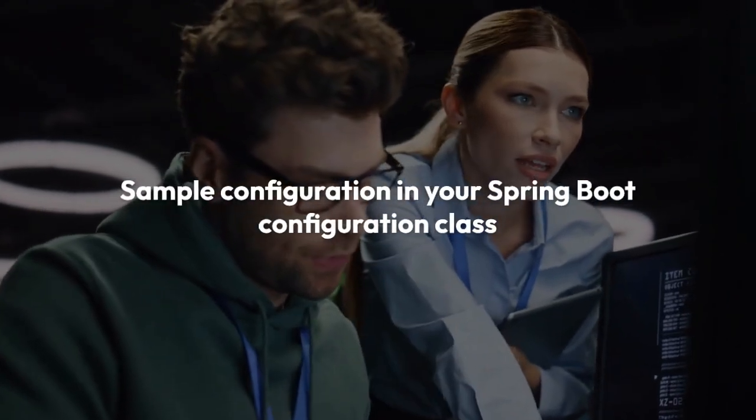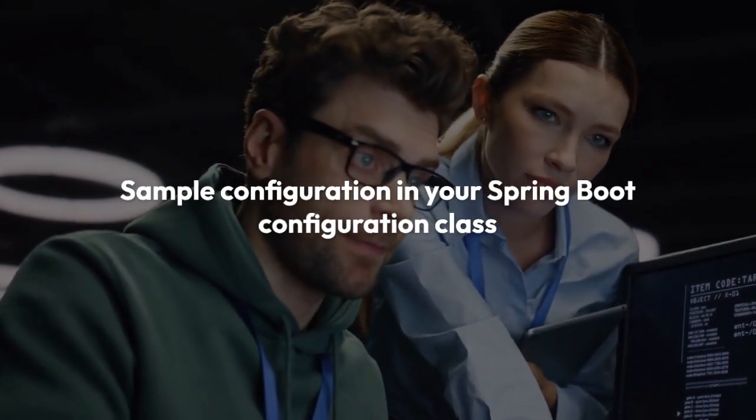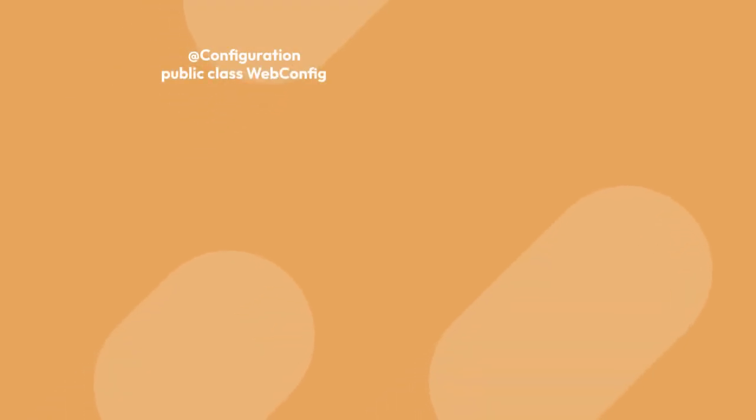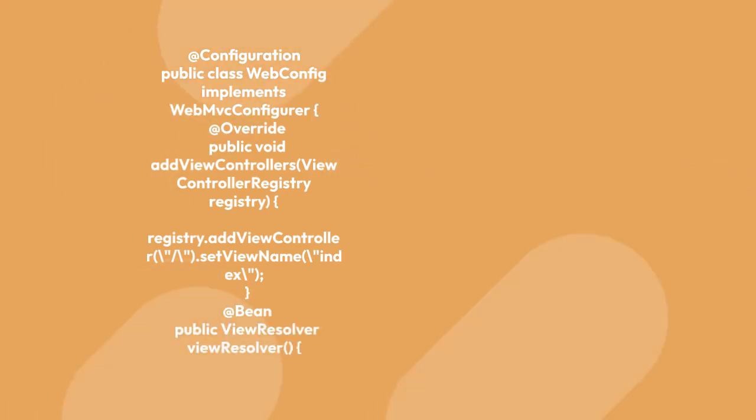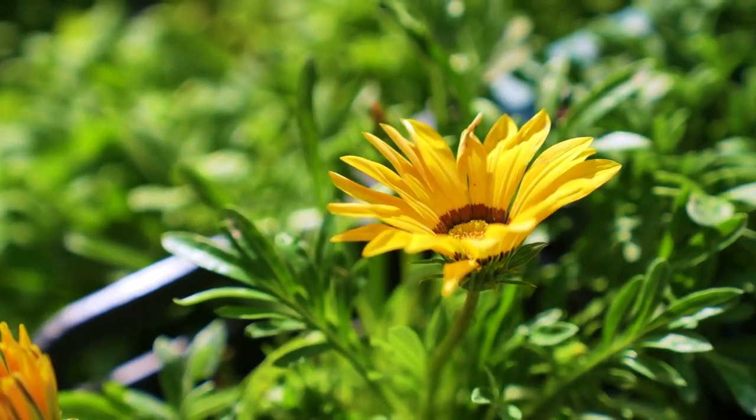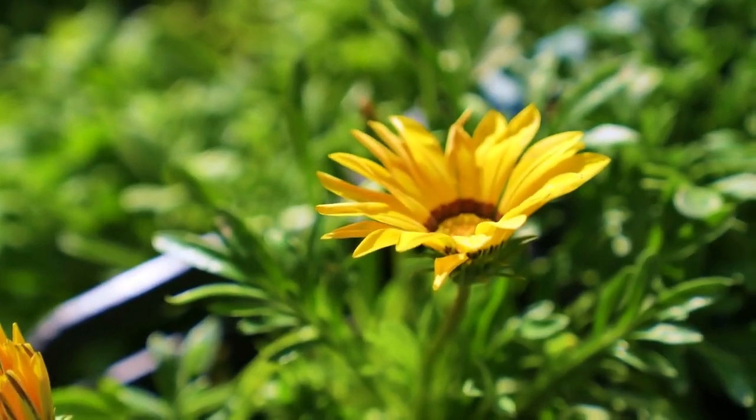A sample configuration in your Spring Boot configuration class might look like this. Java code: @Configuration public class WebConfig implements WebMvcConfigurer { @Override public void addViewControllers(ViewControllerRegistry registry) { registry.addViewController("/").setViewName("index"); } @Bean public ViewResolver viewResolver() { InternalResourceViewResolver resolver = new InternalResourceViewResolver(); resolver.setPrefix("/WEB-INF/views/"); resolver.setSuffix(".jsp"); return resolver; }. This configures it to look for JSPs in the /WEB-INF/views/ directory.